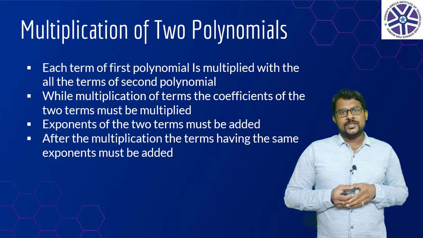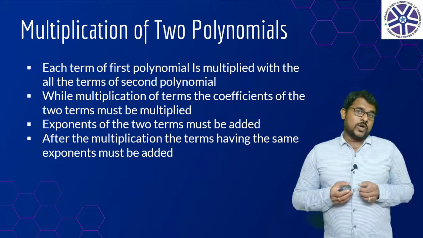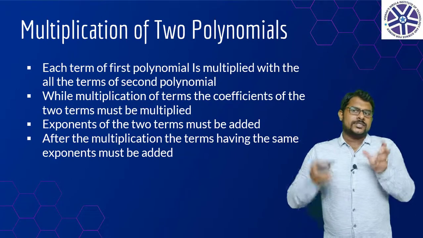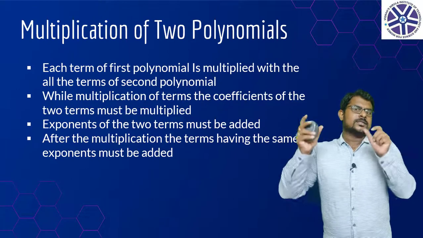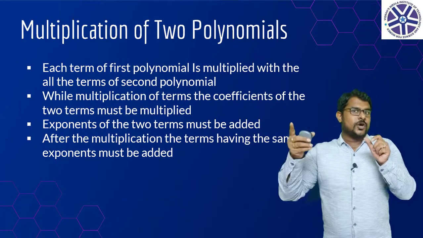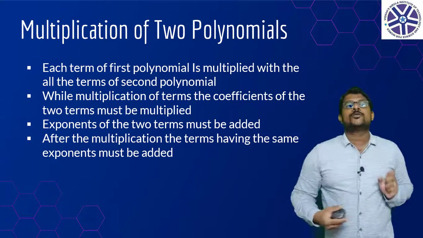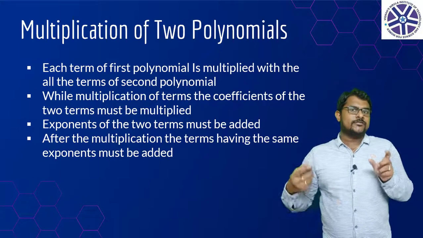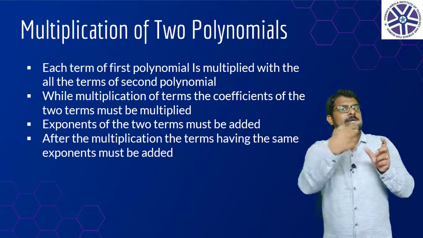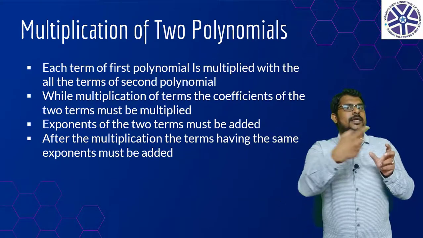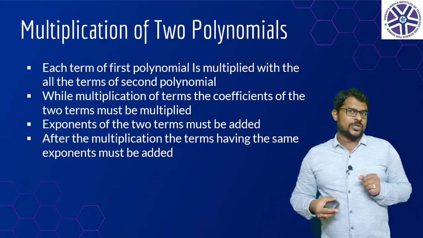Multiplication of polynomials. So the multiplication of polynomials is different from the addition. When it comes to multiplication, if you have two polynomials, the first term of the first polynomial has to be multiplied with each and every term of the second polynomial. Likewise, the second term is multiplied by each and every term. So every term of the first polynomial has to be multiplied by every term of the second polynomial.